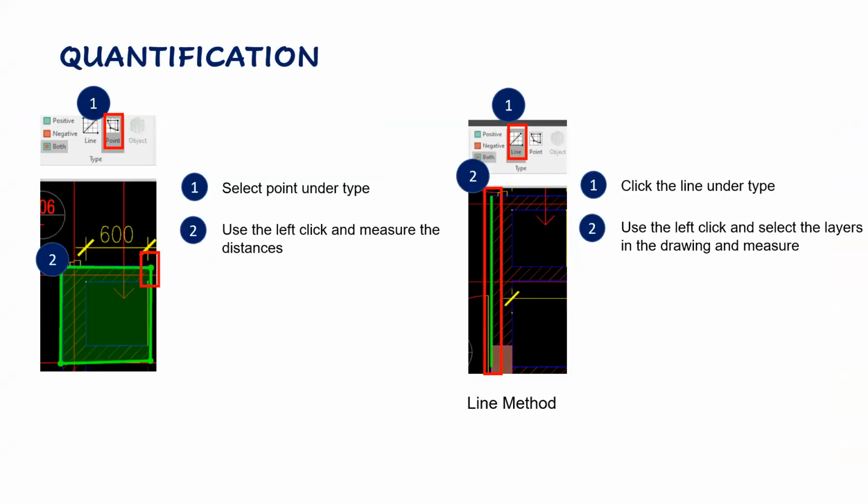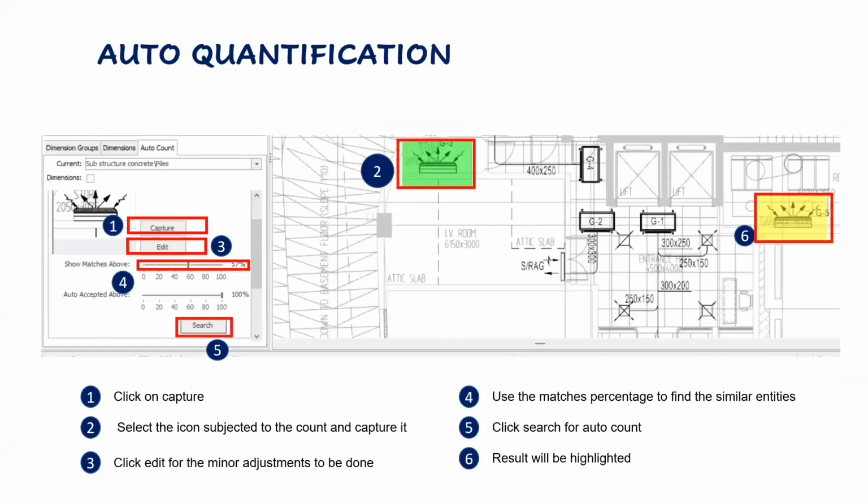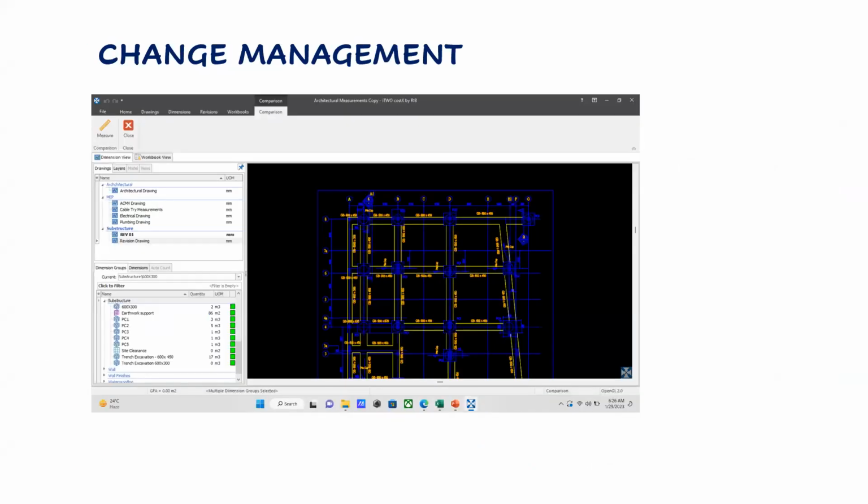And this is the quantification part. You have two methods, this point method and line method. So you can use these two methods. Then this is the auto quantification part. You can scan your element and quantify the elements automatically. This is very important. And this is the change management. You can compare a couple of drawings by using this Costek software. Then you can identify the differences. Then you have to quantify again. Then you can prepare a variation BOQ at the end. I will teach you that.